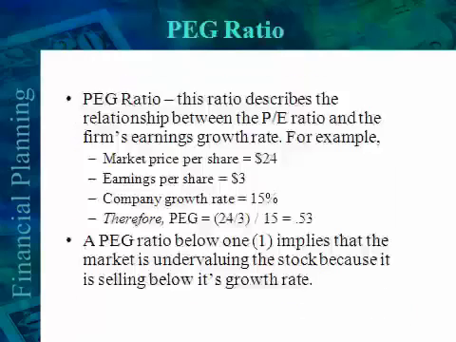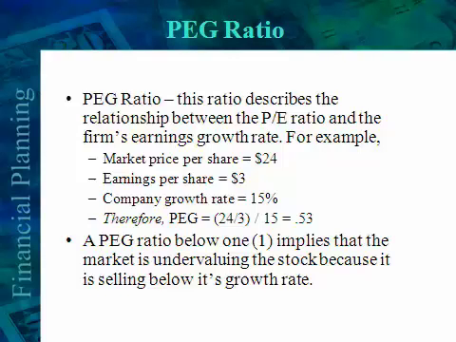The PEG ratio describes the relationship between the PE ratio and the firm's earnings growth rate. For example, market price per share of $24, earnings per share of $3, company growth rate equals 15%. Therefore, the PEG ratio, which compares the PE ratio, 24 divided by 3, to the growth, in this case 15, equals 0.53.